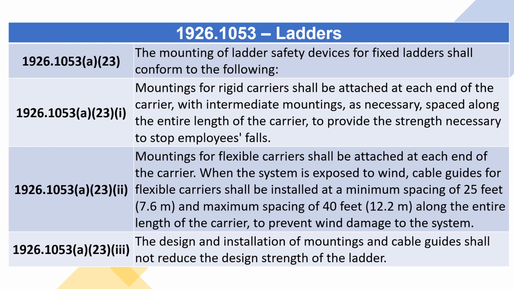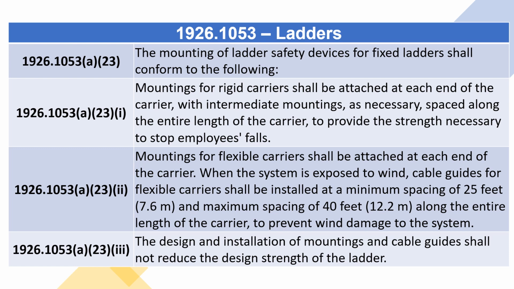1926.1053(a)(23). The mounting of ladder safety devices for fixed ladders shall conform to the following. 1926.1053(a)(23)(i) through 1926.1053(a)(23)(3). Mountings for rigid carriers shall be attached at each end of the carrier, with intermediate mountings, as necessary, spaced along the entire length of the carrier, to provide the strength necessary to stop employees' falls. Mountings for flexible carriers shall be attached at each end of the carrier.